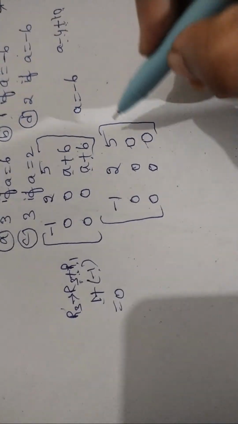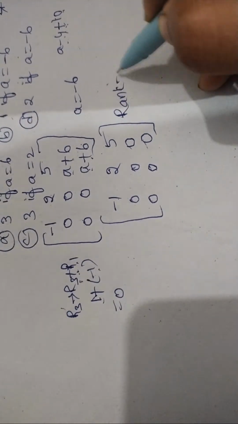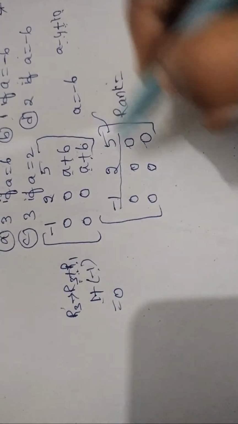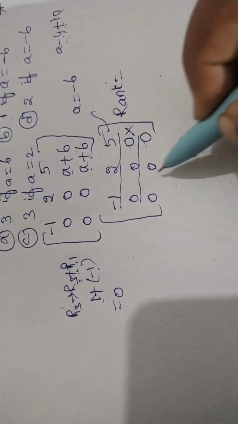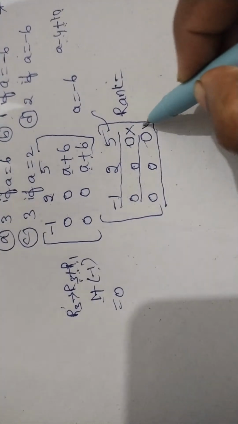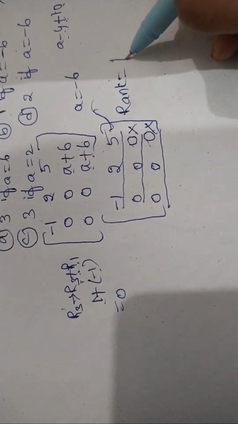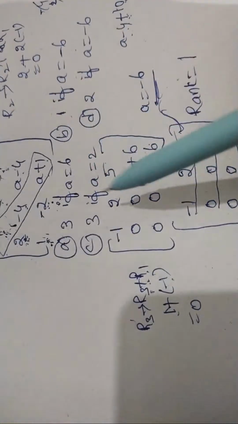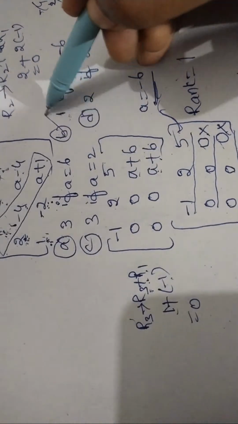Now, what is the rank at this time? Number of non-zero rows, how many? This is a non-zero row. Is this a non-zero row? No, it is a 0 row, don't take it. And this is also a 0 row. Now, how many non-zero rows? Only 1. So the rank is 1. a is -6. We check these options. Rank is 1, a is -6. So option B is the answer.